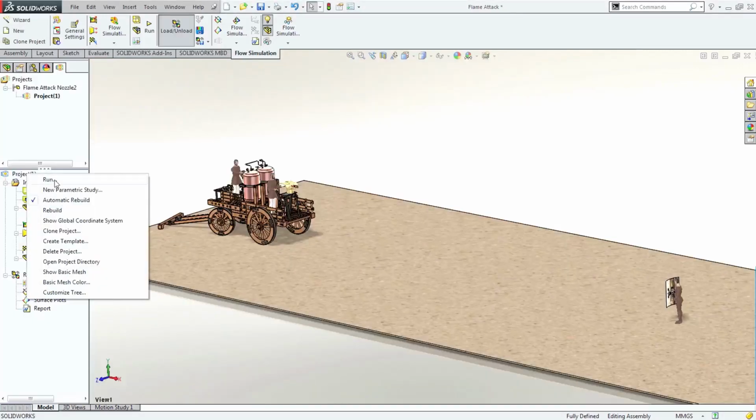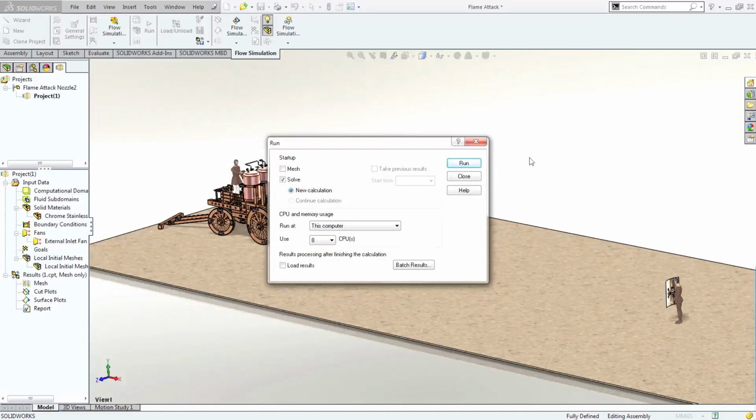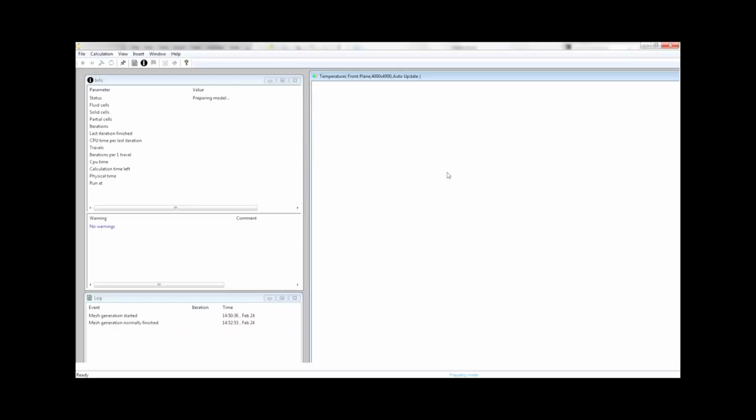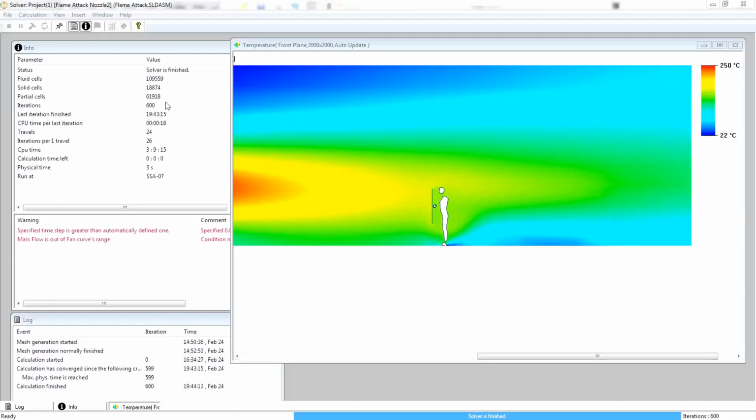With the problem set up, Johnny sets the analysis running. At first glance, it's not looking good. At the end of analysis, our foot soldier is surrounded by an air-flame mixture at 125 degrees. Not something he could survive.